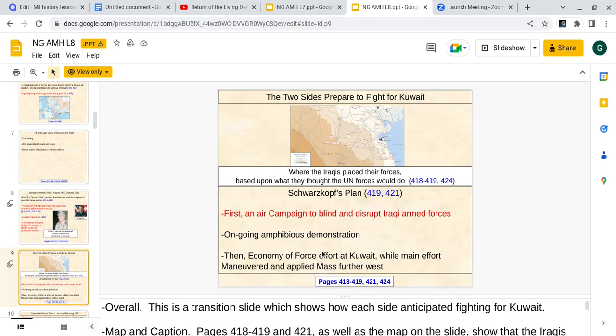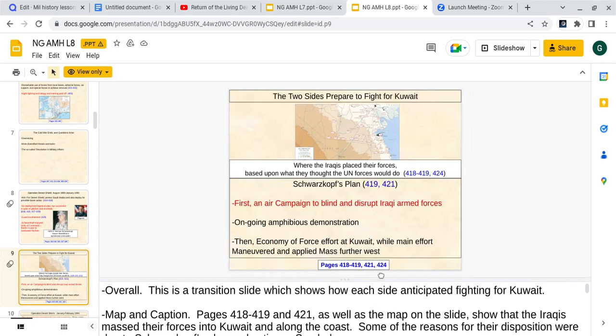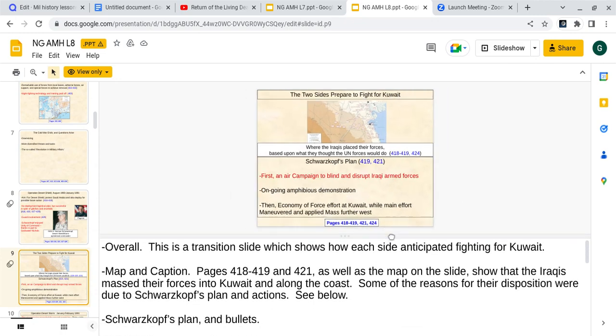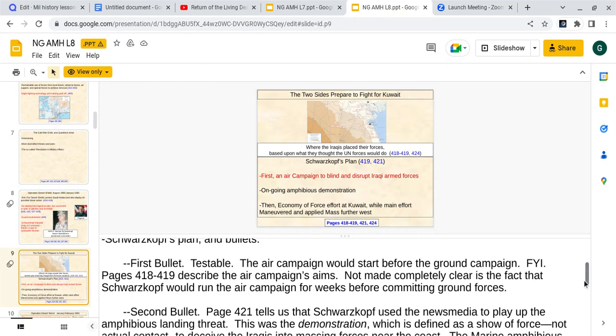Next, we've got the air campaign used to blind and disrupt Iraqi armed forces during Kuwait, the fight for Kuwait. This was Schwarzkopf's plan, an example of how his unity of command was improved from the Goldwater-Nichols Act. What's testable here, to emphasize, the air campaign started before the ground campaign.